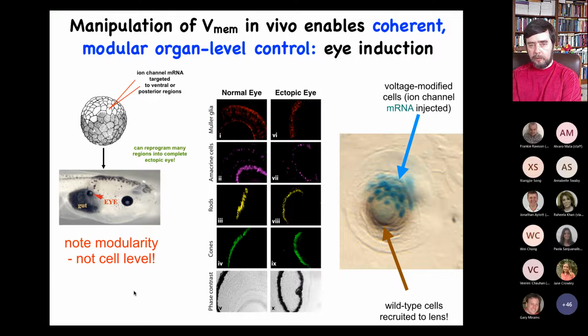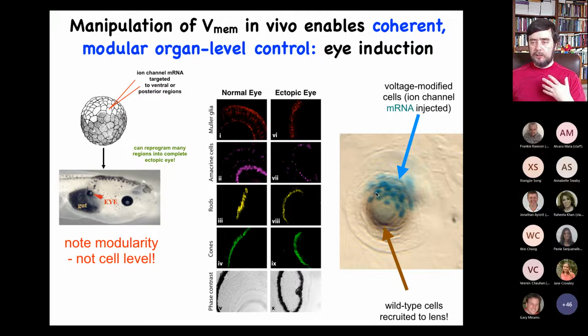In fact, I don't think we want to micromanage them. The other interesting thing about this is that this is a cross section through a lens in the flank of an animal. The blue cells, this is beta-gal lineage label, are the ones that actually got the ion channel injection. These other cells are their neighbors that they recruited into making this nice lens, because these cells are not enough to make a lens. So there are two levels of instruction.